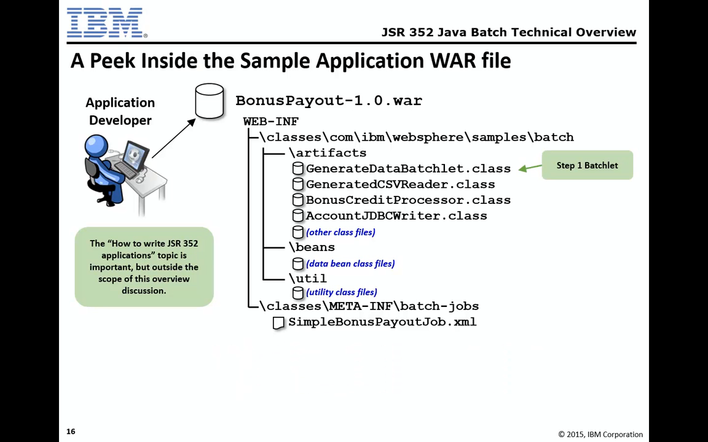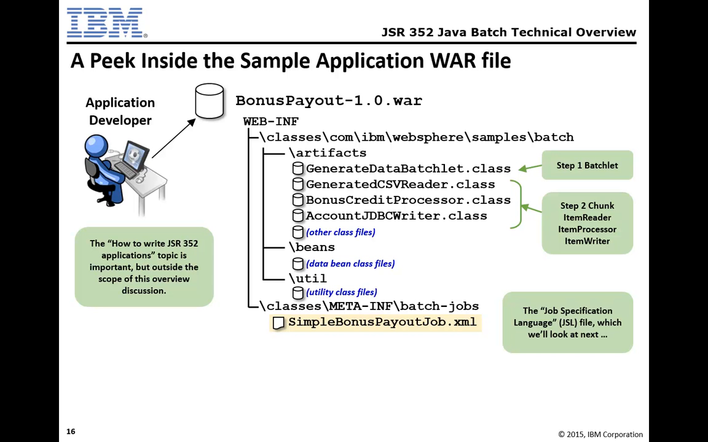The first step, which was the batchlet step, is packaged as the class file indicated here. The second step, which was the chunk step, must implement an item reader, item processor, and item writer. That's what the JSR352 standard calls for. Those three class files are shown here. The job specification language file is packaged with the WAR file under the meta-inf directory.